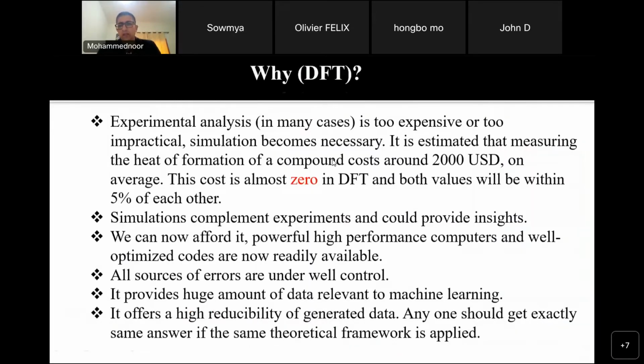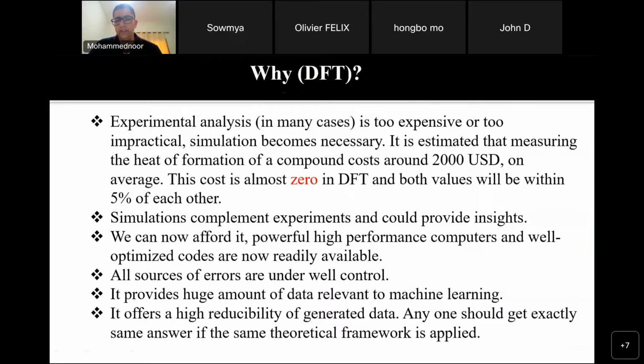So why do we do DFT? Because it's much cheaper than doing the experiment. Experimental analysis in many cases is too expensive or not practical. For example, if you'd like to measure the heat capacity at a very high pressure, for example, 100 bar, it is not safe to do the experiment at 100 bar, but we can do it with DFT at almost zero cost. There is no cost to DFT, except buying the software and finding somewhere to run the calculation.